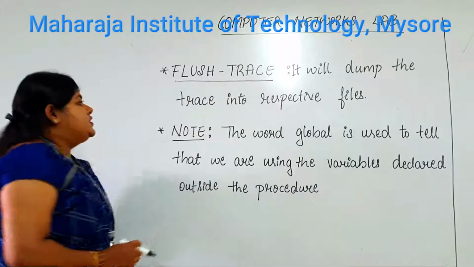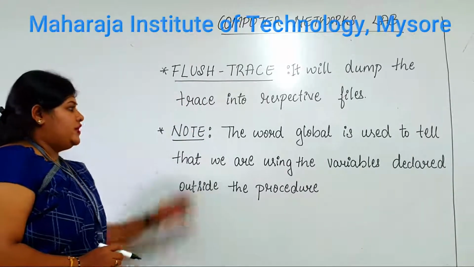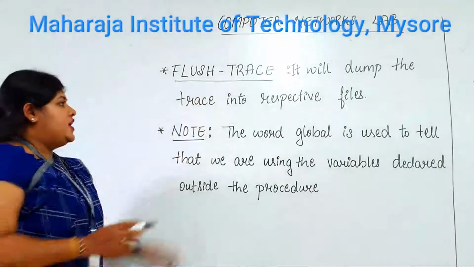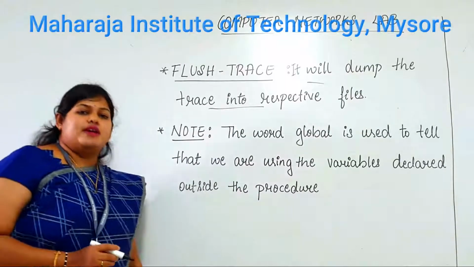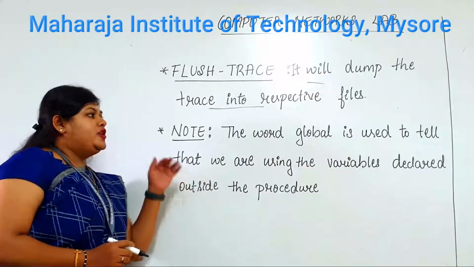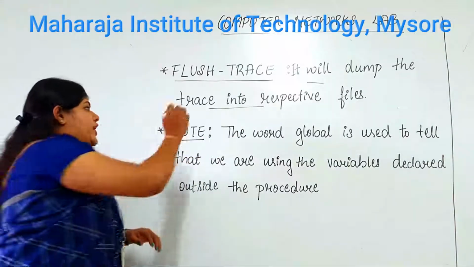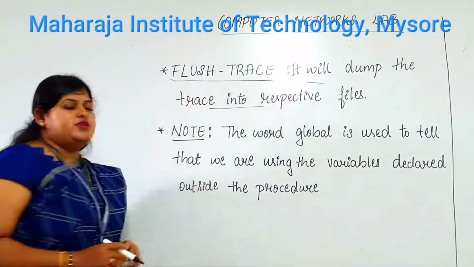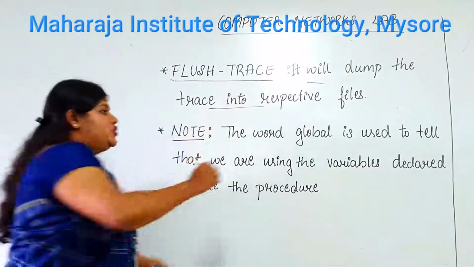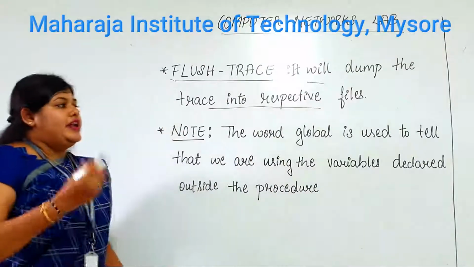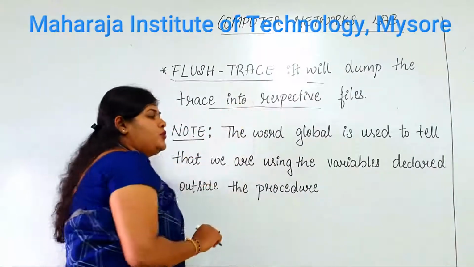Next, one of the terminologies you should understand in the network simulation is the flush trace. The variable flush trace will be used. What's the use of this flush trace? It will dump the required traces into the respective files. As I said, when you create the files, immediately you are going to trace all the contents of that particular program. So with the help of this flush trace, it will dump the required traces into the respective files. Later, we are going to trace the required packets in the particular programs.